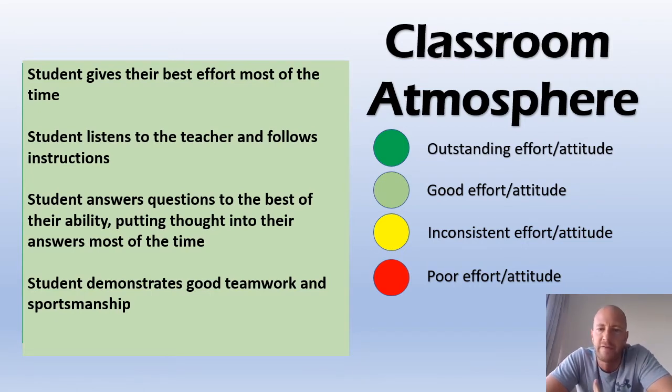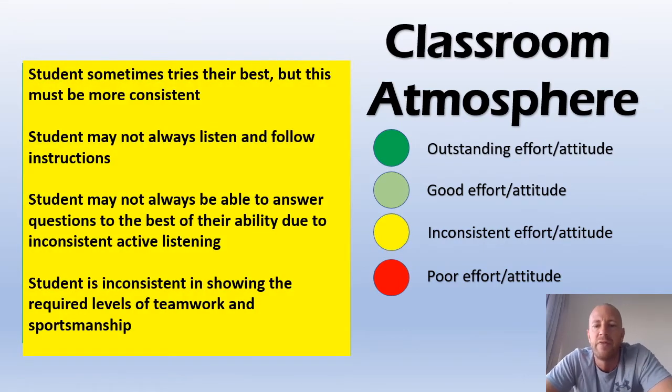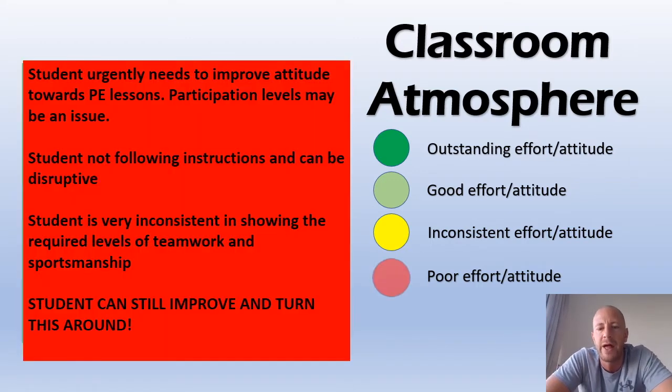Green, even lighter green, is also good. The students are showing the levels of effort that you want. When we get to yellow, then improvements need to be made. Maybe students aren't putting in full effort all the time, or maybe not showing the levels of teamwork and sportsmanship that you desire. And then red is really a point where the student must improve, and then you're probably going to want to maybe contact home or put in further consequences if the student reaches this level.